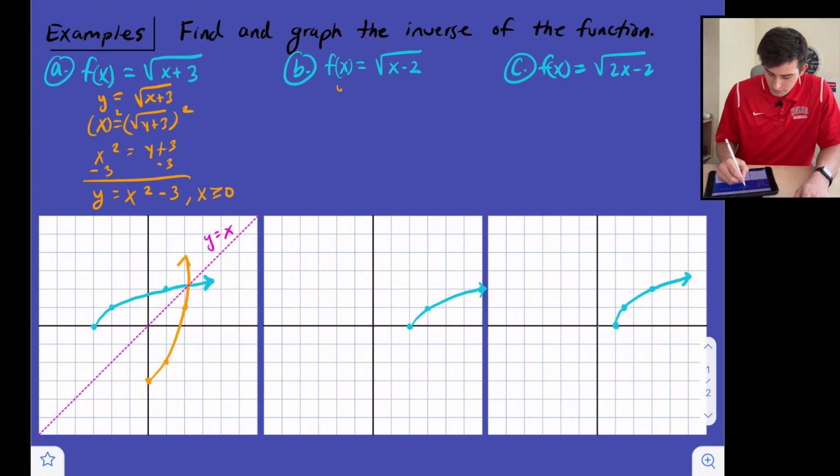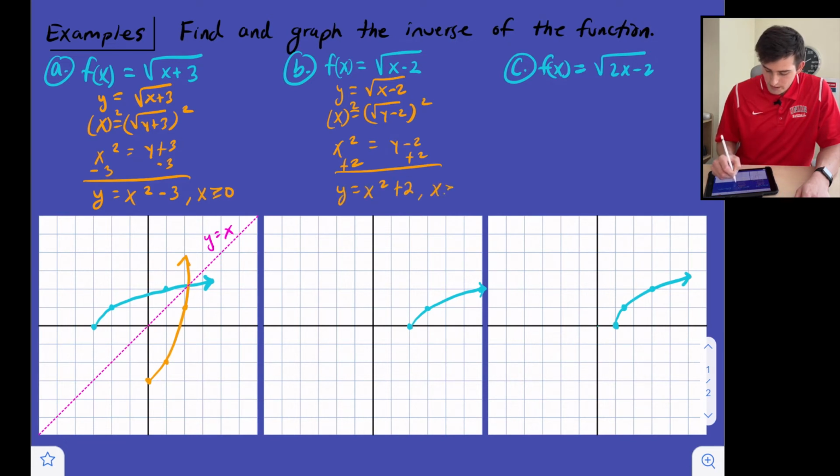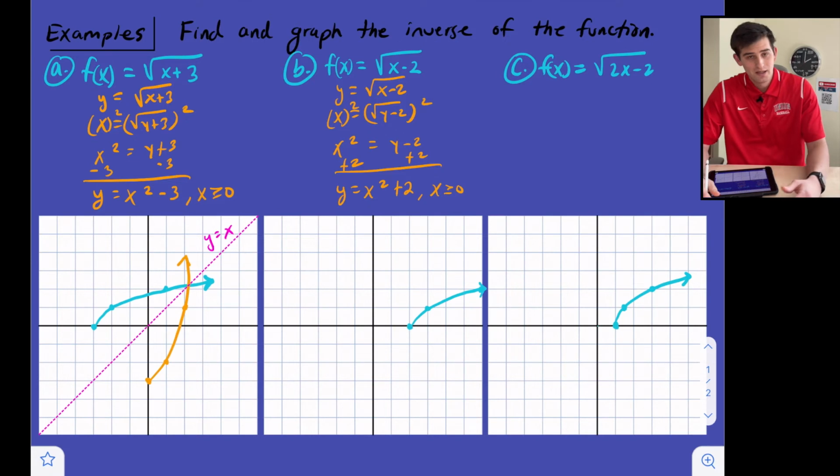Now for B, we're going to write y equals the square root of x minus 2, switch the roles of x and y, and let's go ahead and square both sides at this point. So we get x squared is equal to y minus 2, and we can add 2 to get our final equation of y equals x squared plus 2. And once again, we have to restrict our domain because our range was restricted on our original square root function.